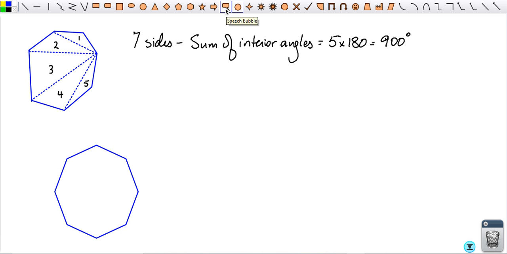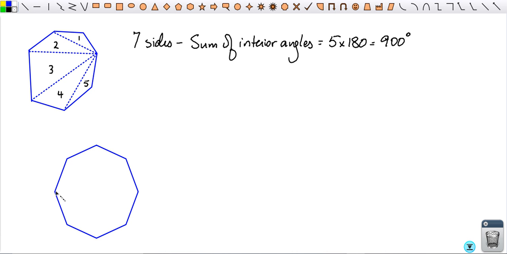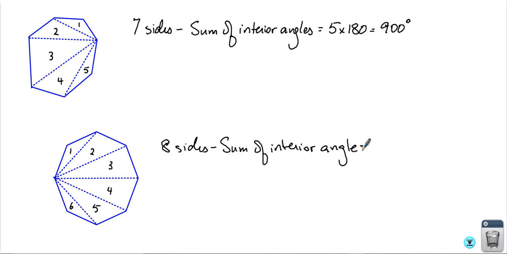That's an octagon. Let me divide it into different triangles. So it's 1, 2, 3, 4, 5, and 6. Okay, let's number them: 1, 2, 3, 4, 5, and 6. So this has 8 sides. The sum of the interior angles is 6 times 180, which makes 1080 degrees.